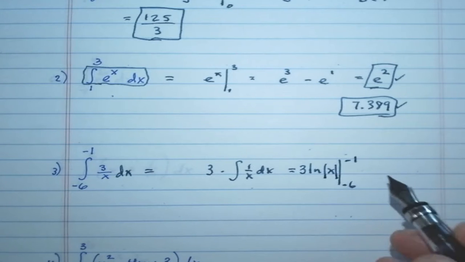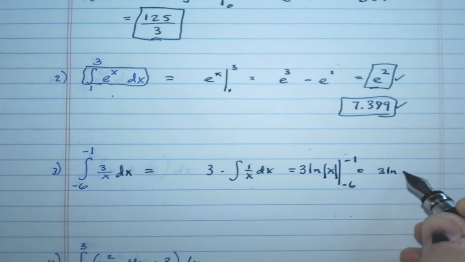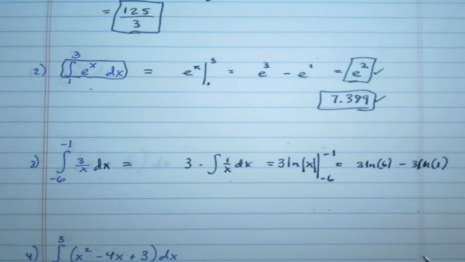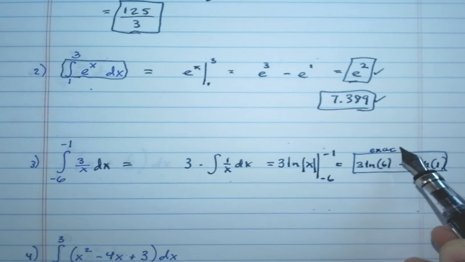So, okay, now what? Well, we're going to have 3 natural log of 6 minus 3 natural log of 1. Okay? So 3 natural log of 6 minus 3 natural log of 1. And so that would be my exact answer.